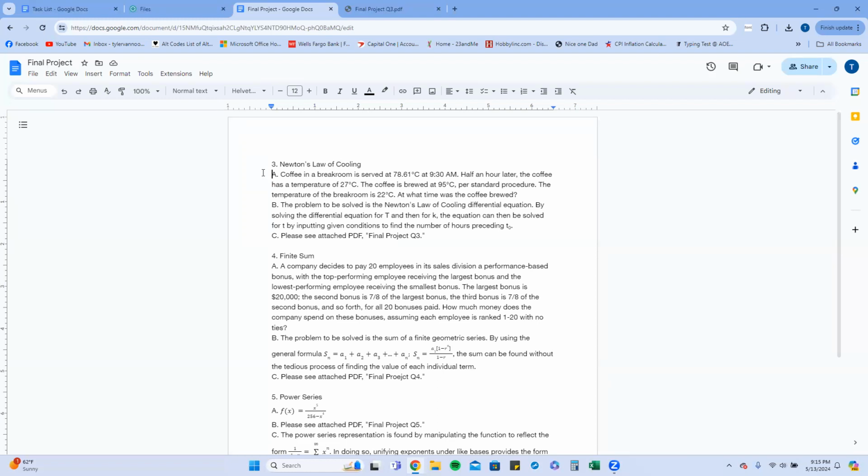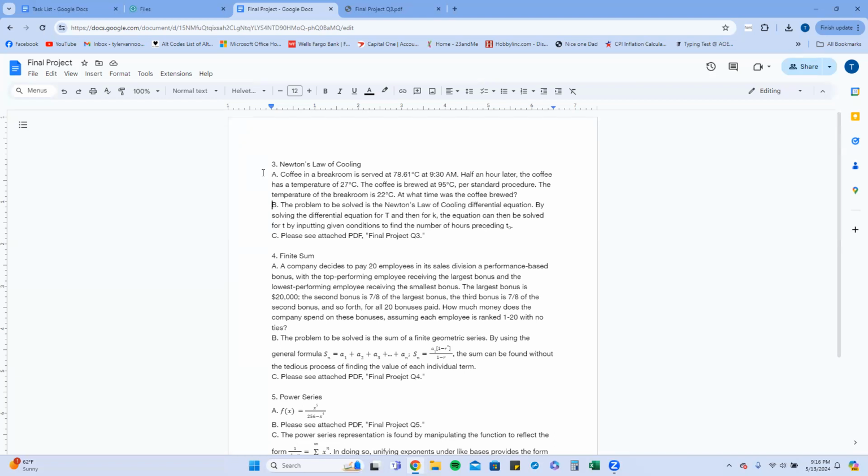And little Easter egg. Well, at 9:30 a.m., it's 78.61 degrees Celsius. Half an hour later, the coffee has a temperature of 27 degrees Celsius, and the coffee is brewed at 95 degrees Celsius in this particular break room per their standard procedure. The temperature of the break room is 22 degrees Celsius, a fairly mild temperature for a room. And then the question is, at what time was the coffee brewed?